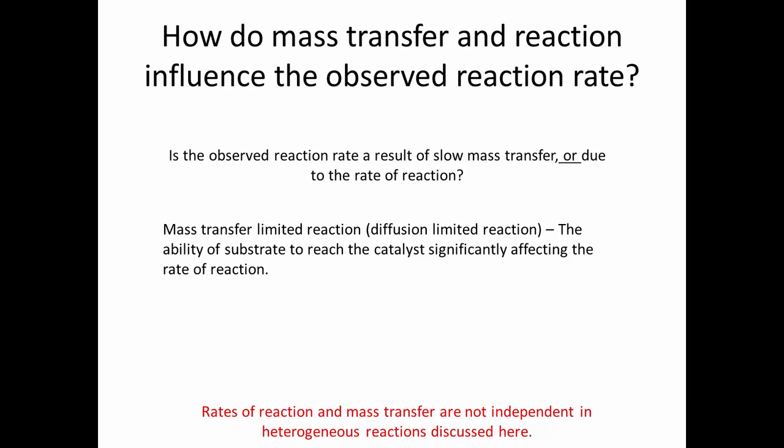So how do mass transfer and reaction influence the observed reaction rate? Is the observed reaction rate a result of, say, slow mass transfer, or due to a slower rate of reaction, perhaps? Mass transfer limited reaction, otherwise known as diffusion limited reaction, means the ability of whatever substrate you're using to reach the catalyst is significantly affecting your rate of reaction. That is mass transfer limited. Rates of reaction and mass transfer are not independent in the heterogeneous reactions that we are going to discuss.